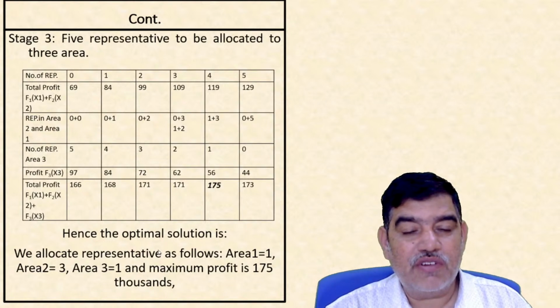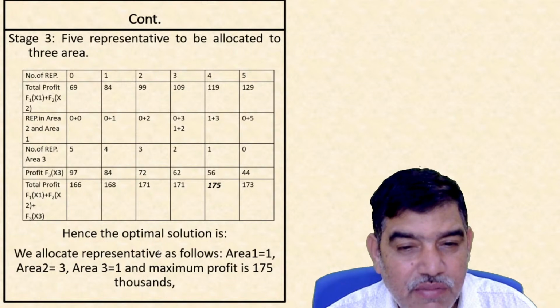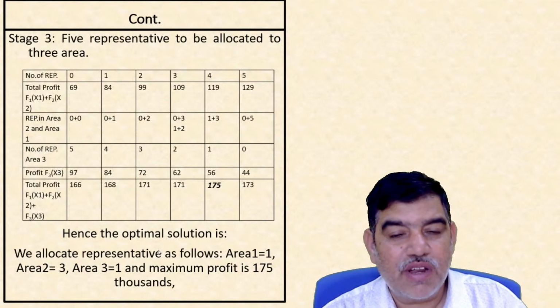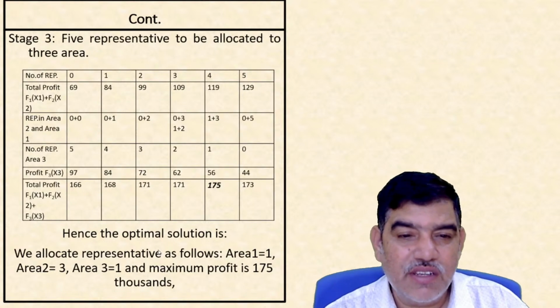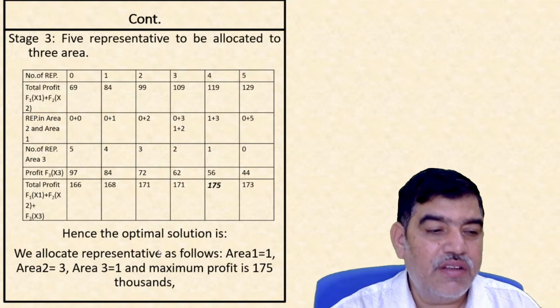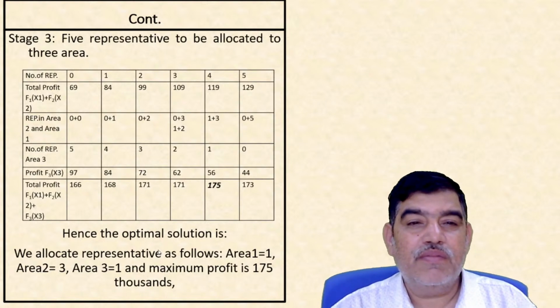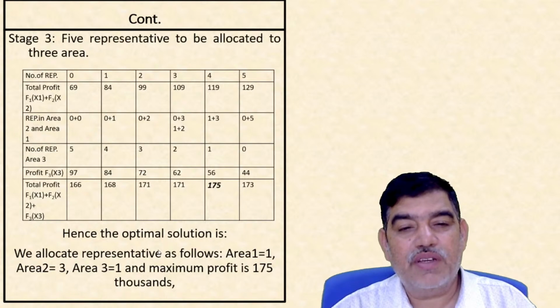We allocate the representatives as follows. Area 1 equal to 1, area 2 equal to 3, area 3 equal to 1, because the total is 5 representatives working in 3 different areas, such that you find the optimal value, that is 175, and that is mentioned in thousands, that's why I am writing 175 thousand. That is the maximum profit. So this is the solution of the numerical problem on dynamic programming. It is very easy.